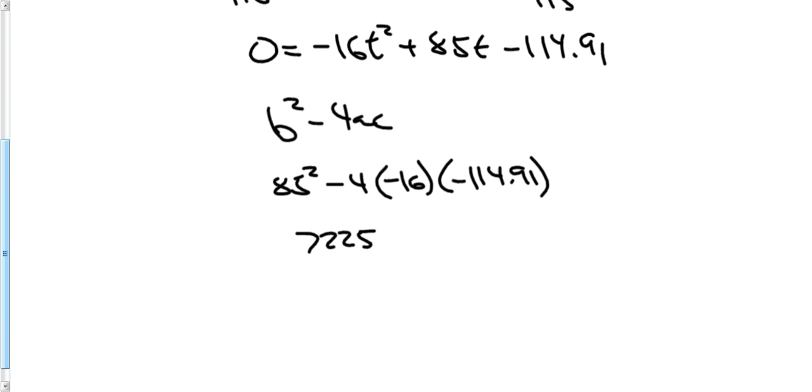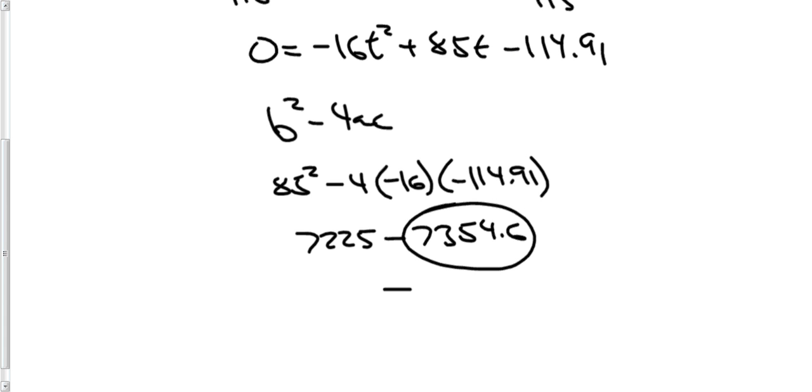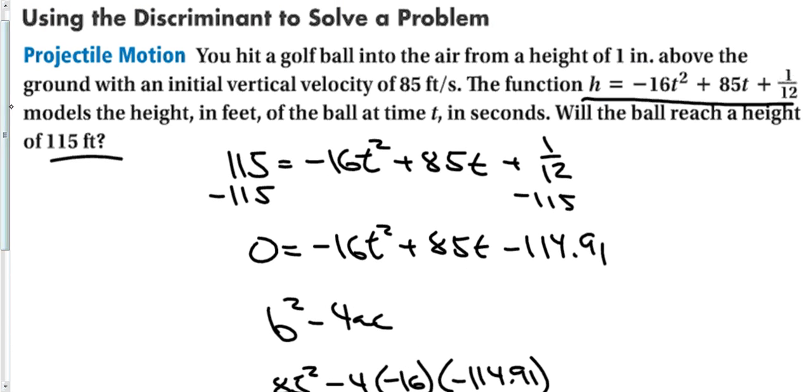When I work all this out, I get 7225 minus about 6-ish, 2/3. Okay. And you can see that the discriminant is going to be negative, right? This number is bigger. So because the discriminant is negative, this golf ball never reaches a height of 115 feet.